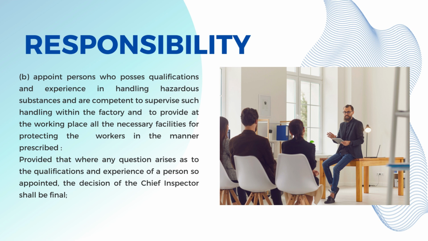This means that the occupier of a factory has to make sure that there are people who know how to handle hazardous substances safely. These people should be able to identify the hazards associated with hazardous substances, put in place measures to control those hazards, train workers on how to handle hazardous substances safely, and monitor the effectiveness of the safety measures. The occupier of the factory also has to make sure that the workers know about the hazards associated with hazardous substances and how to stay safe. This means that they should give the workers training on how to handle hazardous substances safely.